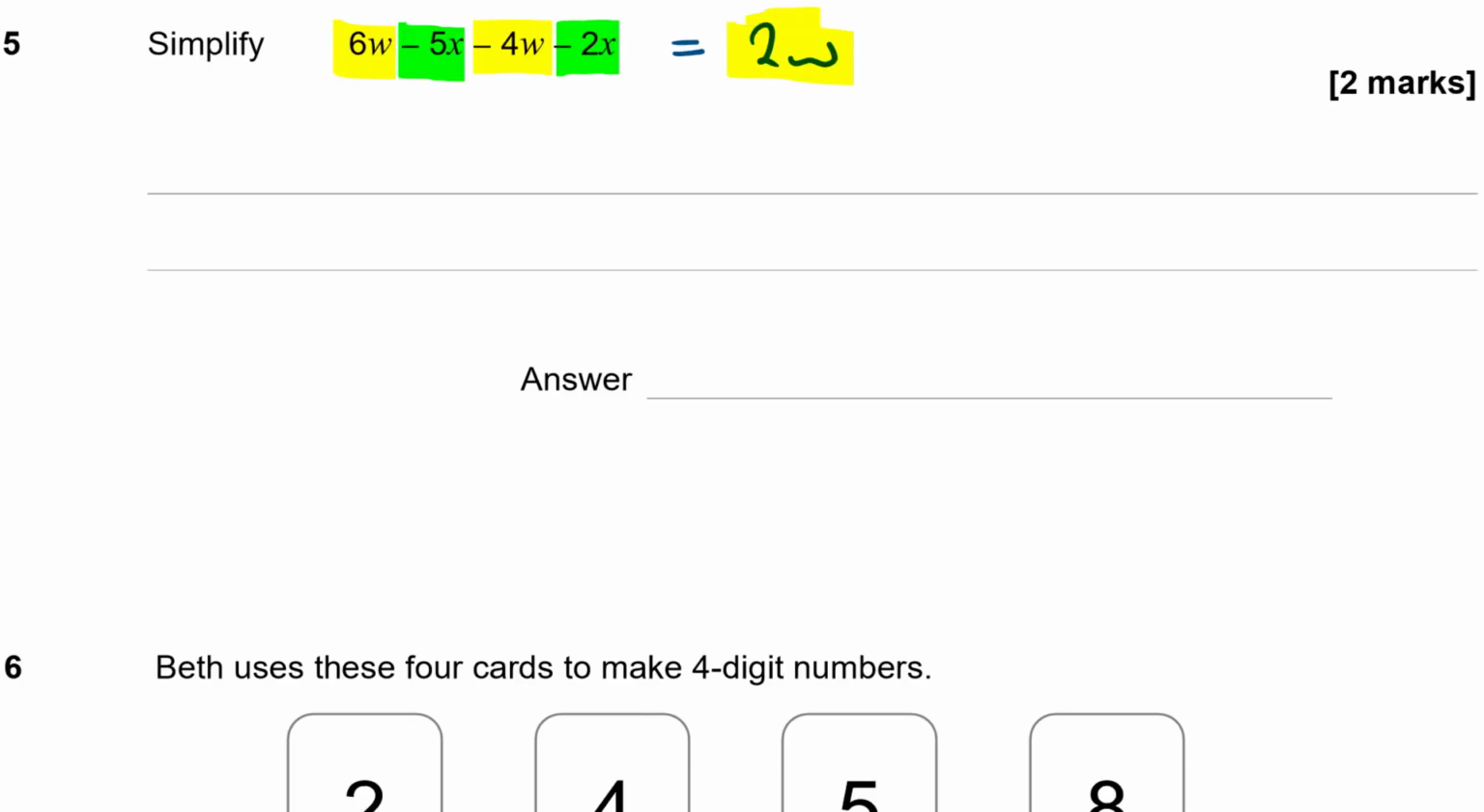And I've got minus 5x minus 2x. Now if you're at negative 5 on the number line and you take away another 2, you're going to be at minus 7x. So the green terms combine to give me minus 7x. So altogether I've got 2w minus 7x.